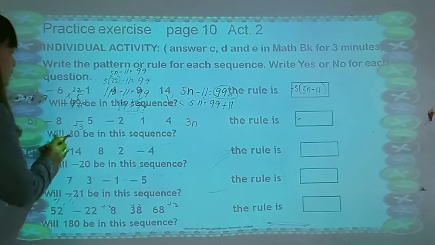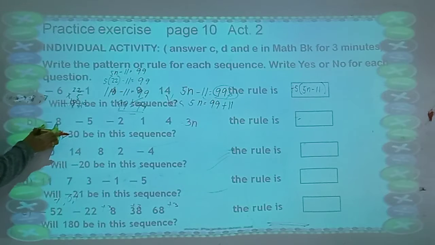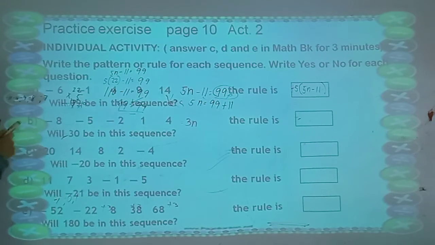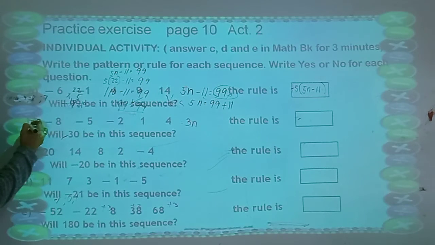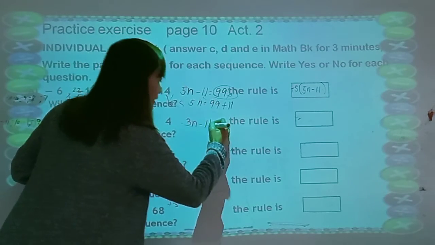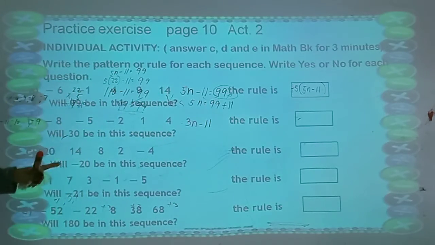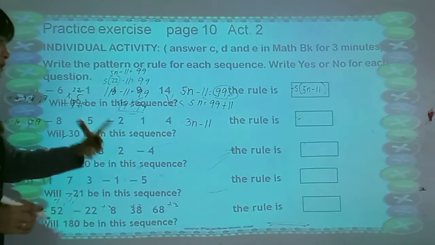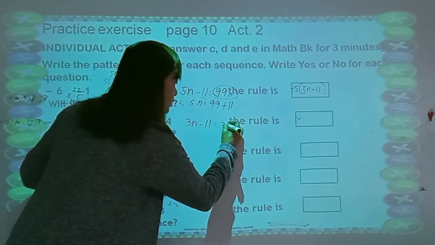Now class, look at the previous number. If this is negative 8, the previous number is negative 9, then negative 10, and then negative 11. So 1, 2, 3: negative 9, negative 10, and negative 11. So therefore, this is also negative 11. How are we going to do this one? Will 30 be in this sequence? Let us set 3n minus 11 equal to 30.